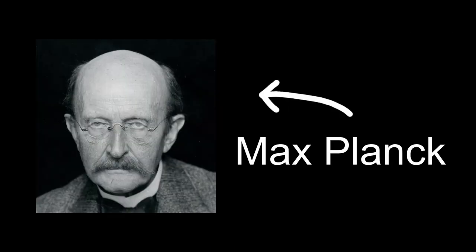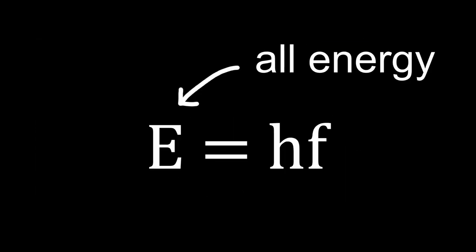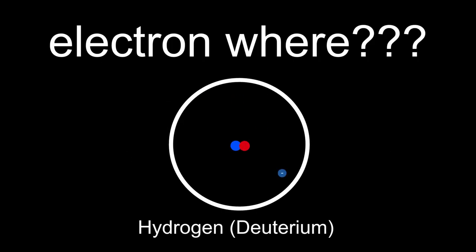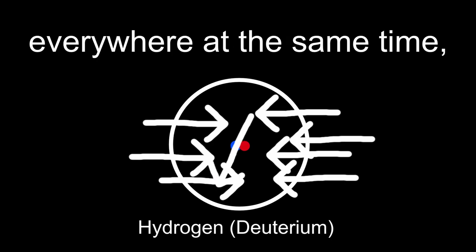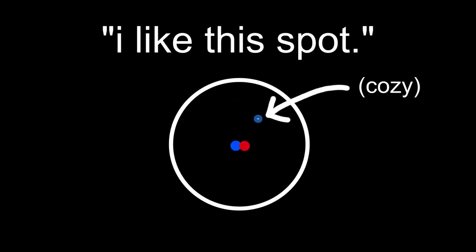Another German guy called Max Planck said, yes, Einstein, you're right. Light does come in tiny packets. Actually, all energy comes in tiny packets, or quanta. Want to know where an electron is inside an atom? It's here. And there, and everywhere at the same time, actually. That's a superposition. It's not in one state, it's in multiple states at once, at least until you measure it. Then it chooses one cozy spot to be in.